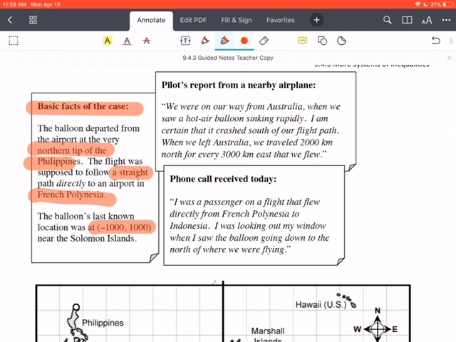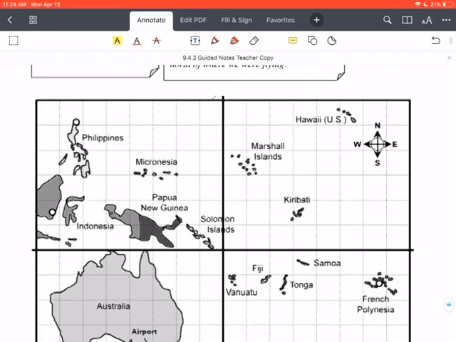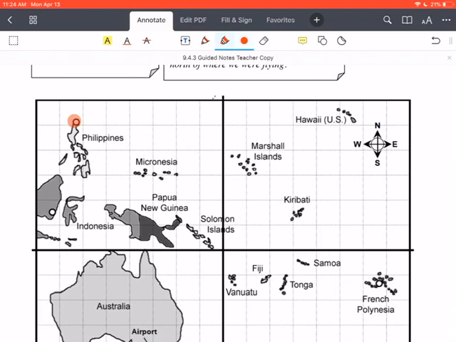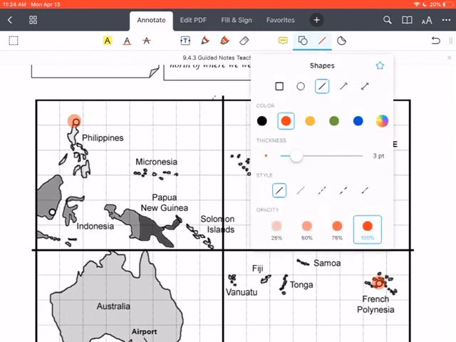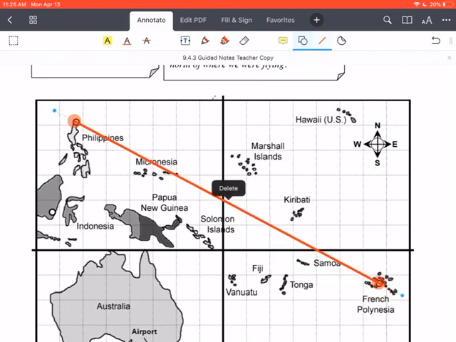Let's take a look at the graph. I think it's telling us that the departure was here at the Philippines and it was going on a straight path to the airport in French Polynesia. If we know that right away, can we draw in the flight path? I think that's what we're supposed to do. So we are going to connect our points here, and I'm going to extend the line through the entire map, even though we know where the start and stop point was.